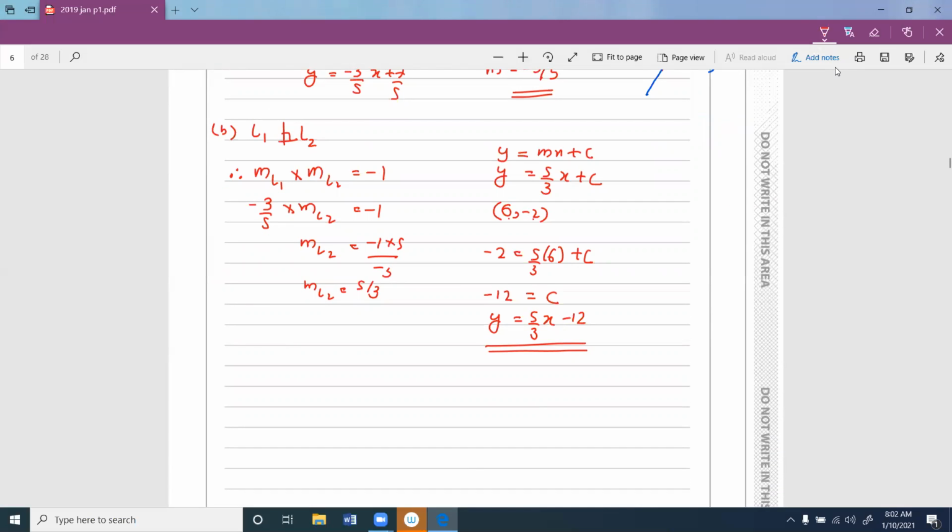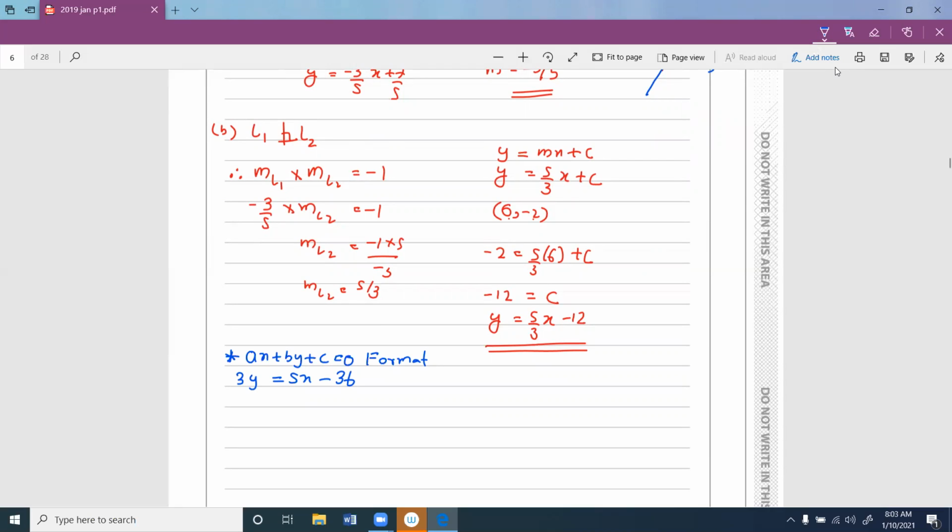Then sometimes they might ask you to write the answer in another format. Sometimes they might request the answer in the format ax plus by plus c equals 0. If they request this format, you can multiply this whole expression by 3. Then what do you get? 3y equals 5x minus 36. When you multiply by 3, in this format all these numbers should be integers without any fraction. To make that, multiply everything by 3.